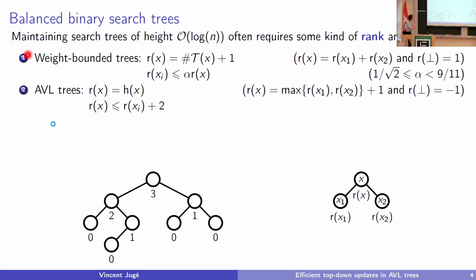And then I have AVL trees, which will be the trees that we are focusing on in this presentation. The criterion here is different: the rank of a node is just its height. So in particular, the rank of a node is just the maximum of the height of its children plus 1, and the height of a null node is -1.